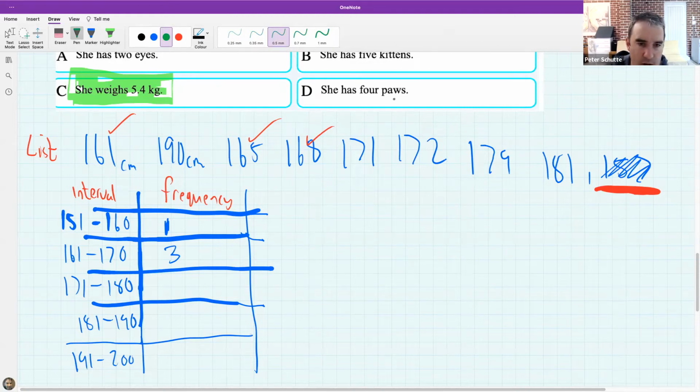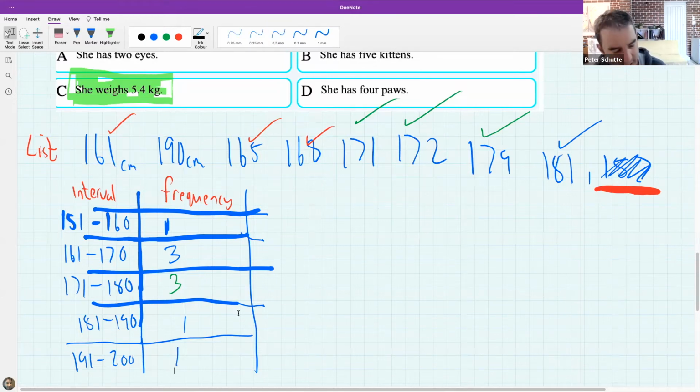Well, 171, 172, 179, there'd be 3. Yeah. And what about the next one? What's left? So 181 to 190. It's just going to be 1, and which is that one. And then the last one, what we call the max value, would be in that one.